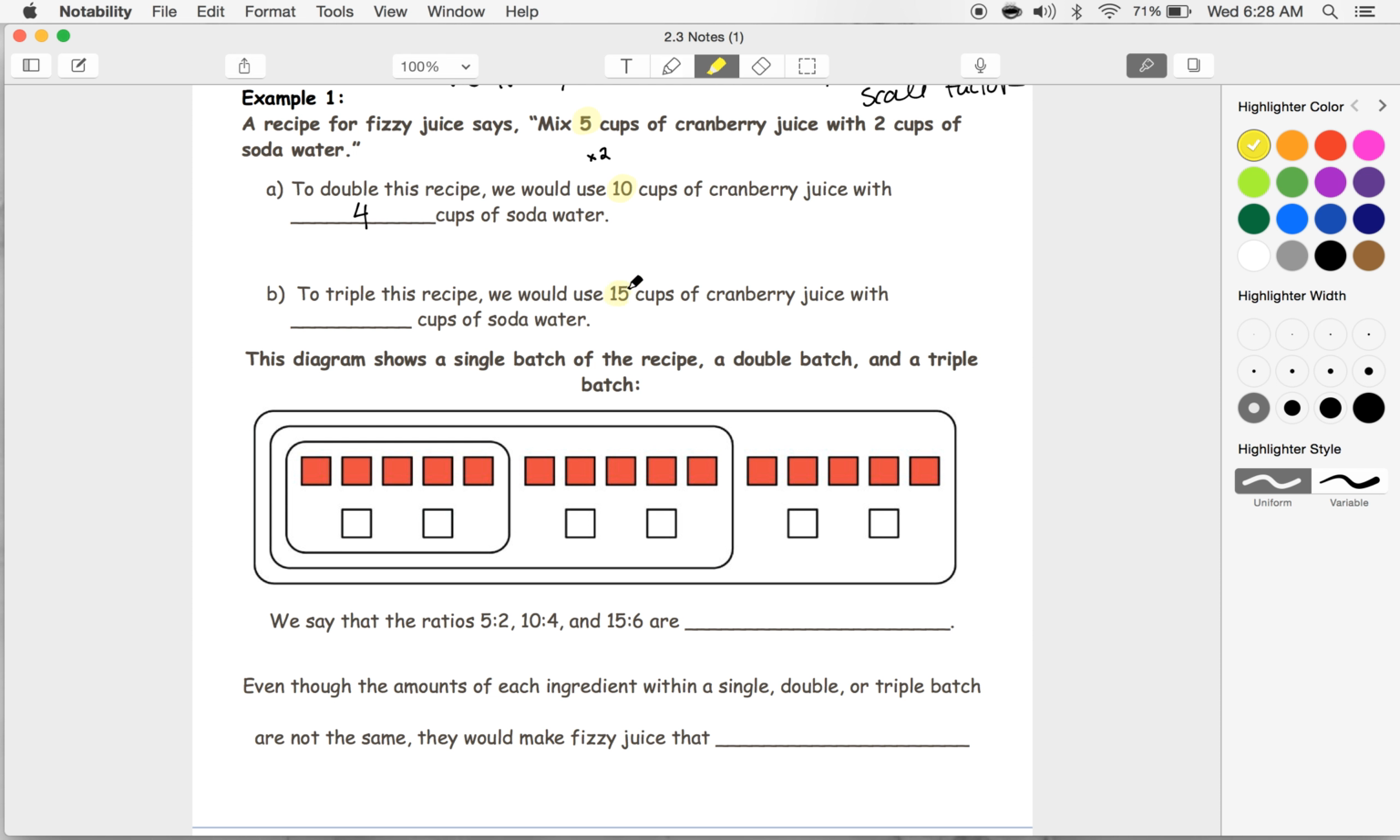Which we kind of tried with our little lemonade experiment today in class. So if the equivalent ratio stays the same, then we know that the taste is going to stay the same. We can make different amounts. We can make a small single batch, a large triple batch. We can make something that's even 10 batches worth. But as long as we're using the same ratio, the taste will stay the same.